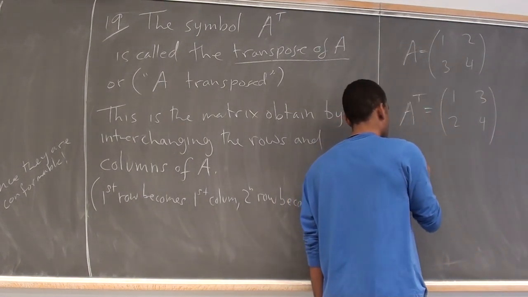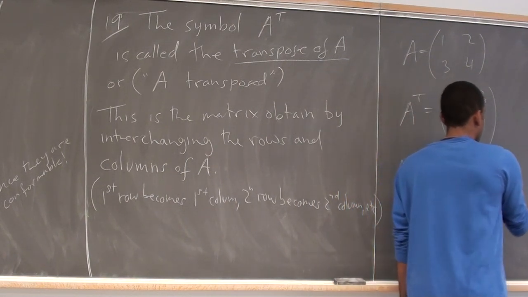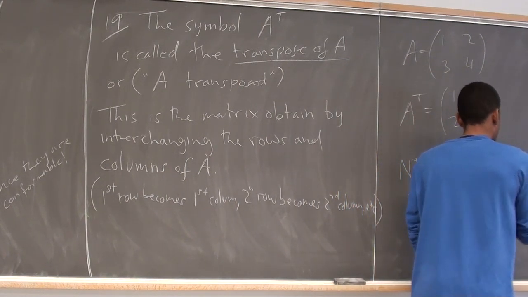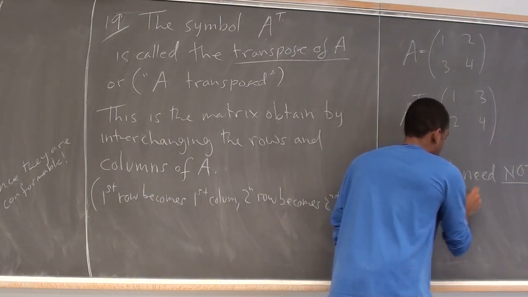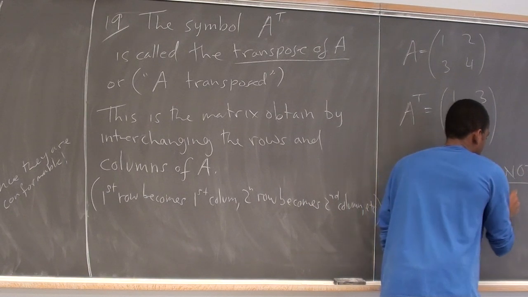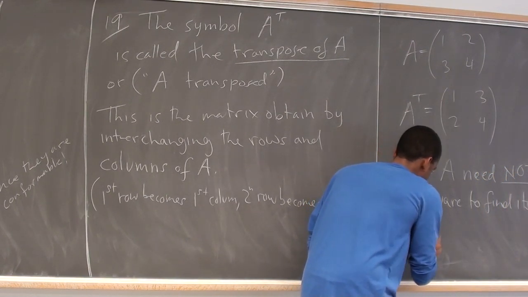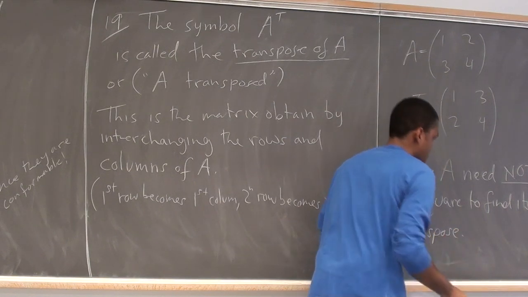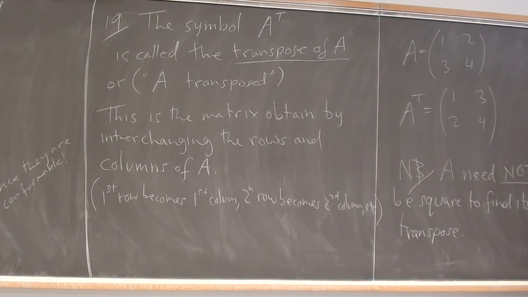Note: A need not be square to find its transpose. To be a diagonal matrix, you have to be a square matrix. To be an identity matrix, you have to be a square matrix. But to find a transpose, you don't have to be square. You just switch all the rows and columns.